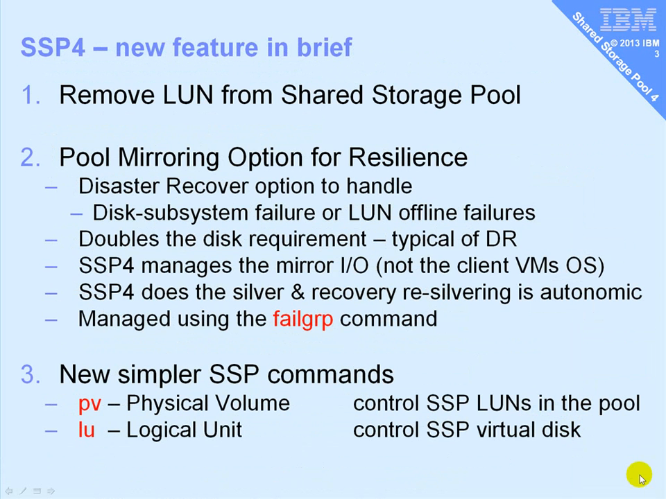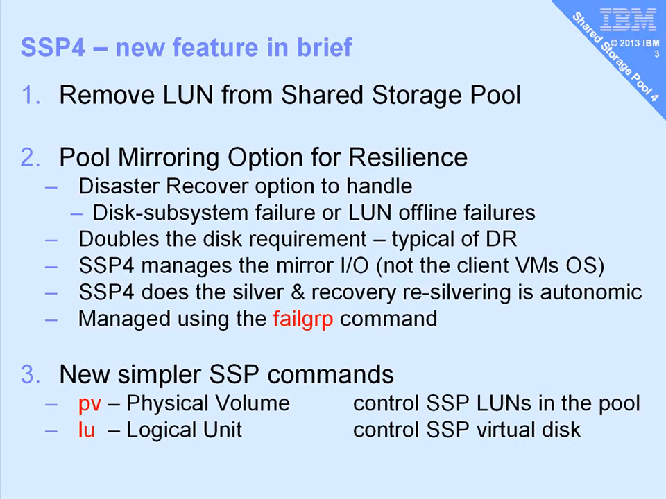So let's get to the point of Shared Storage Pool Phase 4. We have a new feature that allows us to remove a LUN from the shared storage pool. Now you may not be aware that we didn't have this in the past, but we now have it, which is nice. The big new function is this pool mirroring option for resilience. It allows us to handle some disaster recovery type problems. Perhaps a whole disk subsystem has failed, gone offline or switched off, or the entire site has gone, or we've got just some other LUNs going offline type failures.